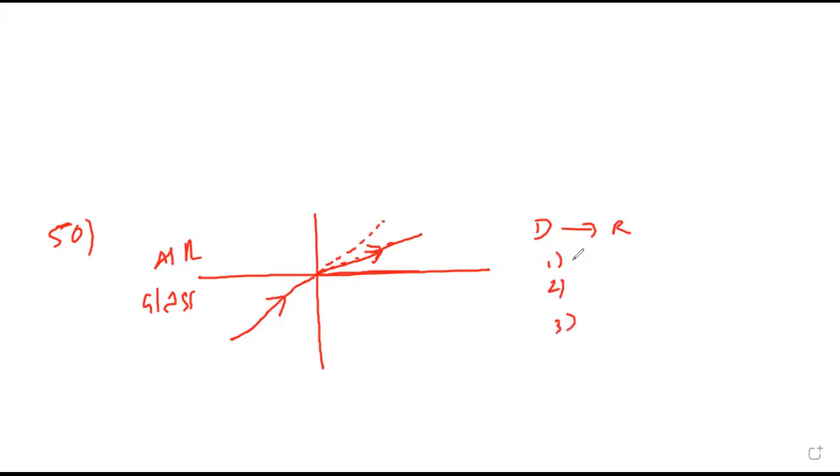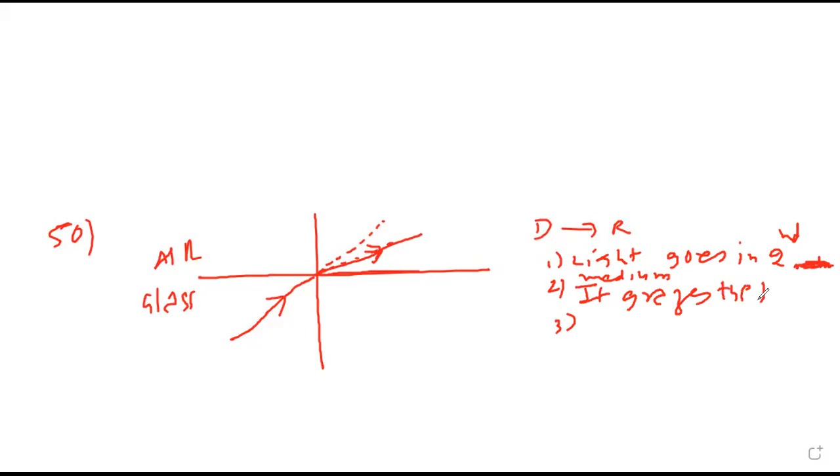First, light goes in second medium. Second, it can be it grazes the surface. Grazes the surface means it is on the surface. And third, total internal reflection. These are three phenomena.